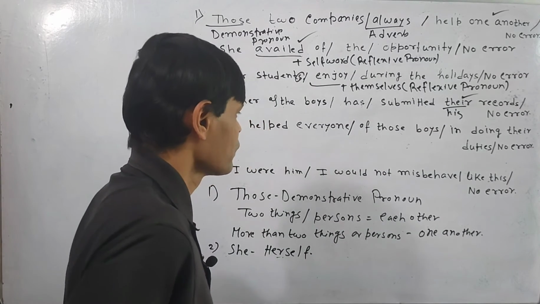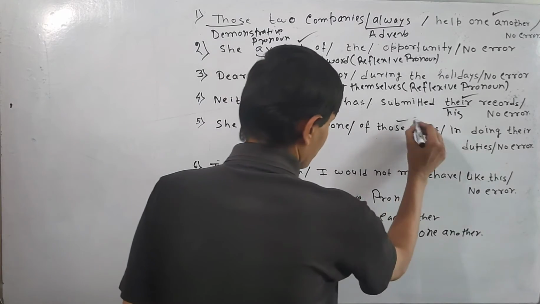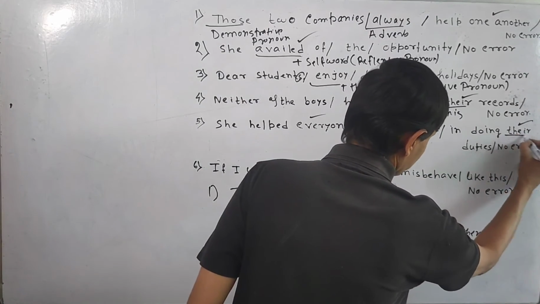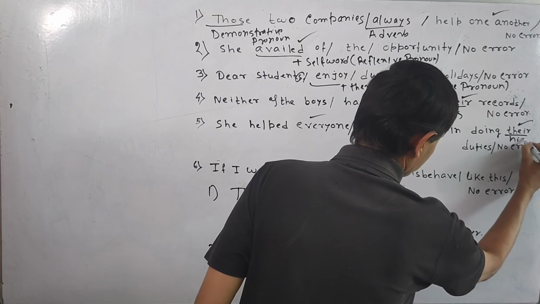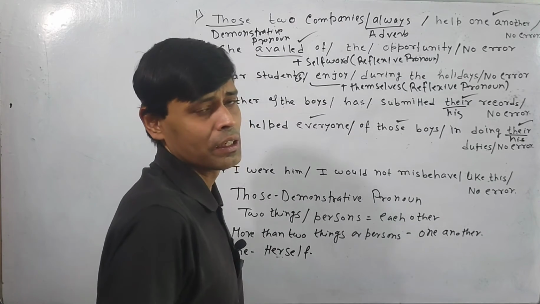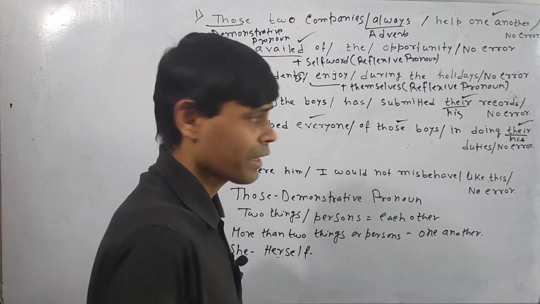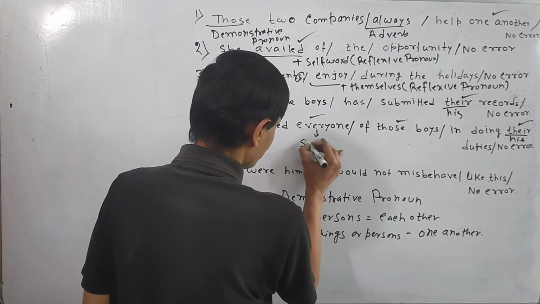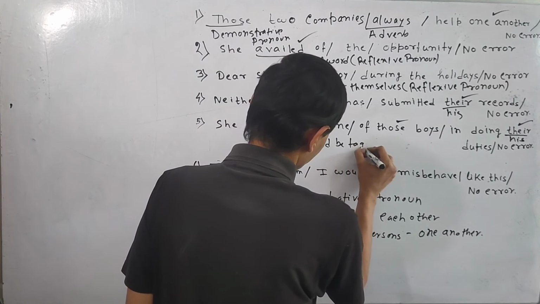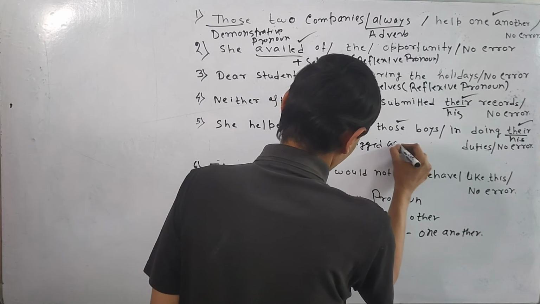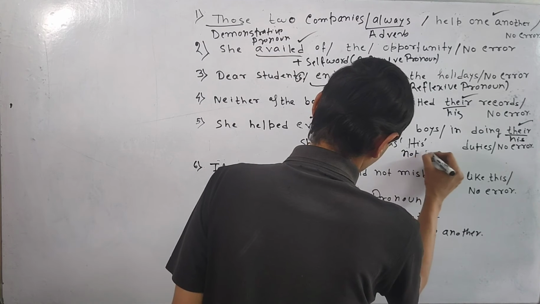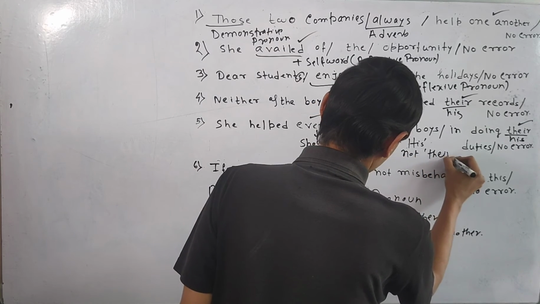So this is a mistake. There is no mistake in this case. But the mistake lies here. So instead of there, it should be his. Whenever everyone is there, everyone and everybody, it should be tagged as his, not there. So this is the mistake.